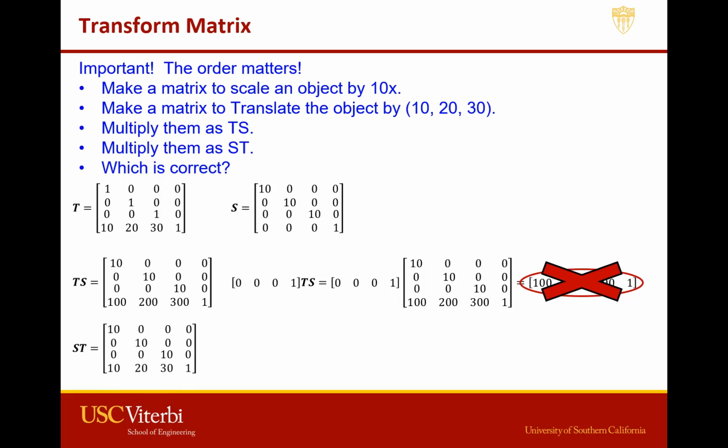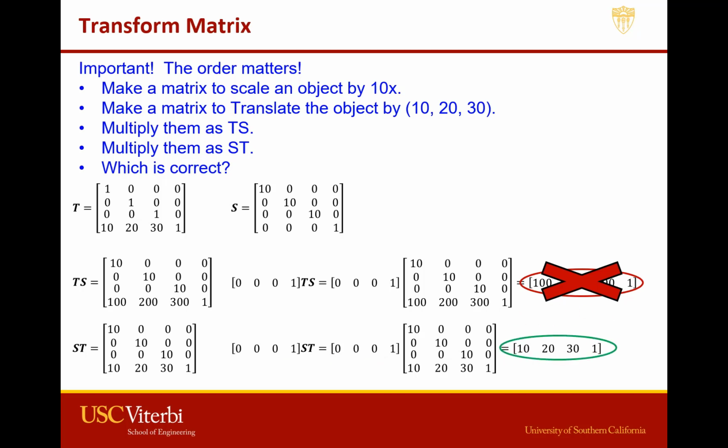Okay, so instead, let's try the ST matrix. If I multiply those matrices in that order, this is what I get. And when I multiply it out, I get the correct answer. Yeah, that's right. Okay, so ST is the way to do it.